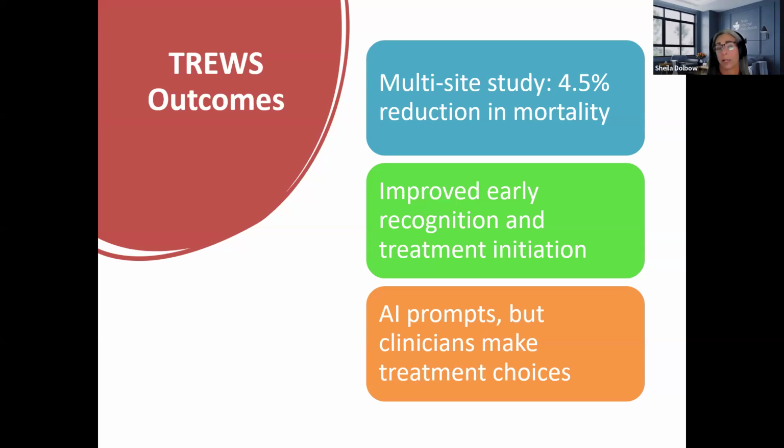And the AI provided the prompts, it provided the alerts, but the clinicians made the treatment choices. So again, you're not completely replacing your clinicians and their decision-making process, but you're at least giving them that early warning. And a 4.5% reduction in mortality is a pretty significant result when you look at something that involves a negative patient outcome.